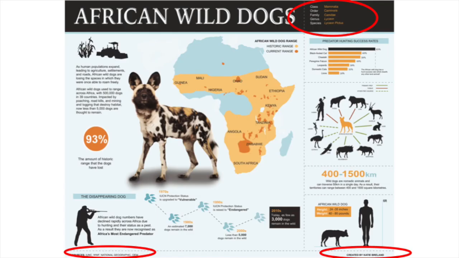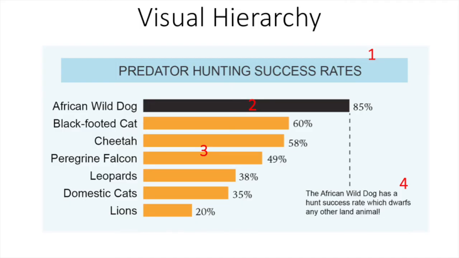The lowest elements on the visual hierarchy are the scientific classifications on the bottom or on the top right-hand corner of the display, and the sources and author name on the bottom of the display, which are the smallest. For the displays themselves, the numbers display has a clear title, which is the first thing the viewer reads. The African wild dog bar also is high on the visual hierarchy within the display because it is colored a different color than the other bars, which are the next lowest items in the display. Following that, the annotation is the lowest element in the visual hierarchy because it is the smallest.